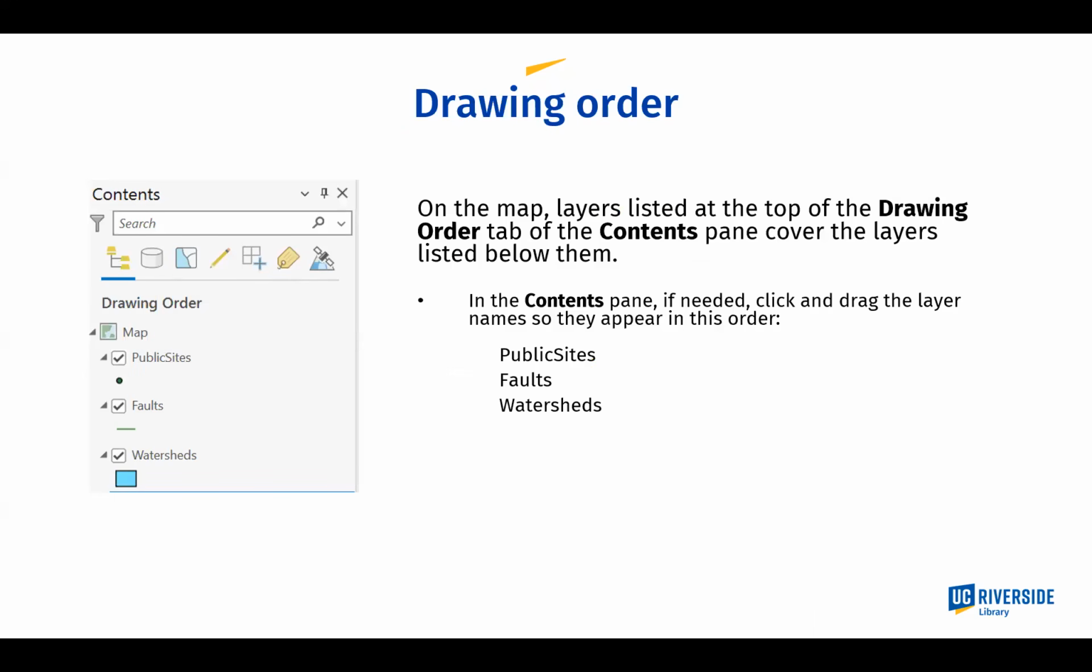I need to mention, in the contents pane, drawing order. This is the default view of the contents you have. And what drawing order means is that whatever's first on the list is going to cover up the things that are further down on the list, kind of like you're looking at a top-down view. So when I cut to the live demo, we're going to see that I have watersheds at the top of the list, and that's not very helpful. So I'm going to just drag and drop it down to the bottom, where it's now not going to be covering up the other things I have in my scene, in my map.